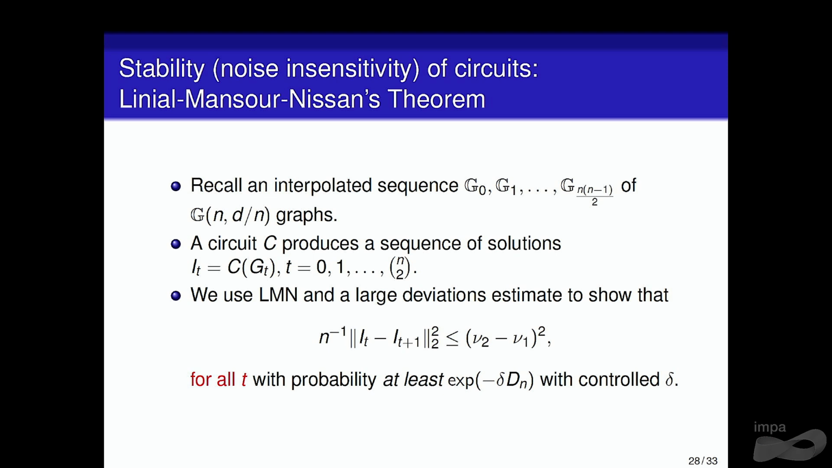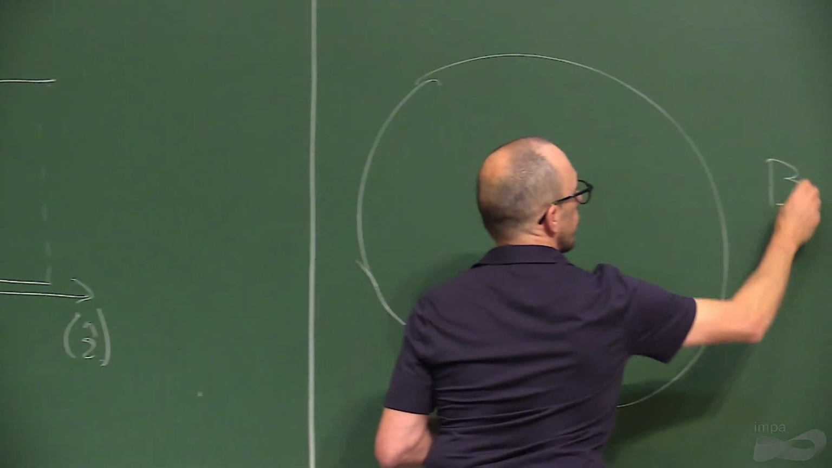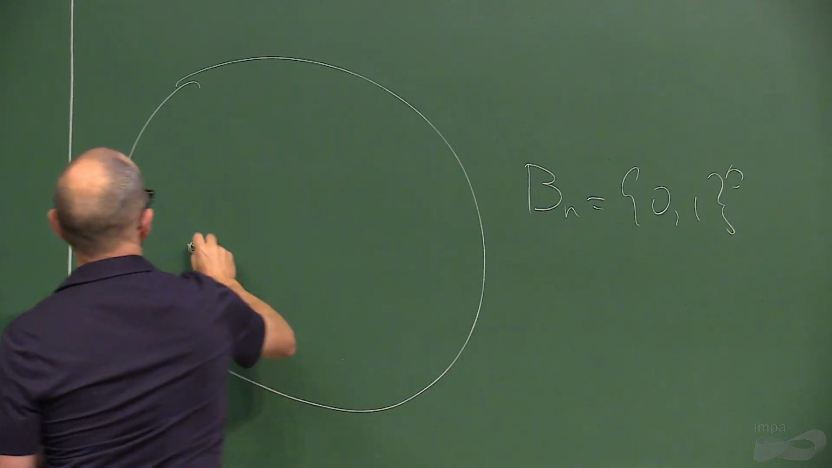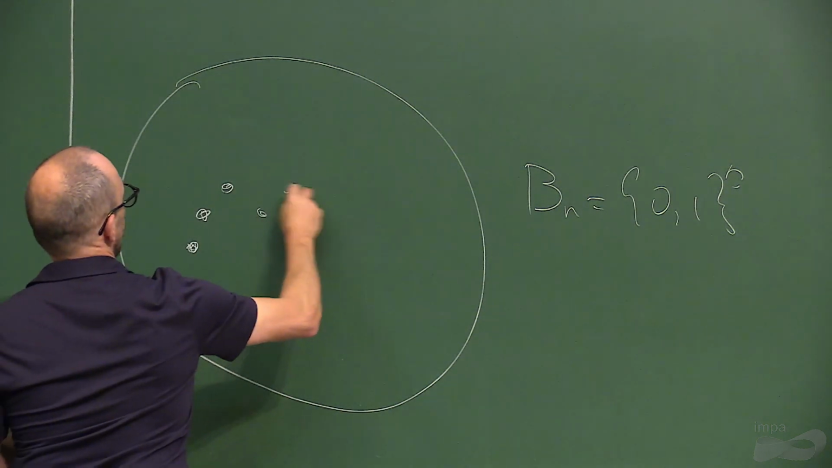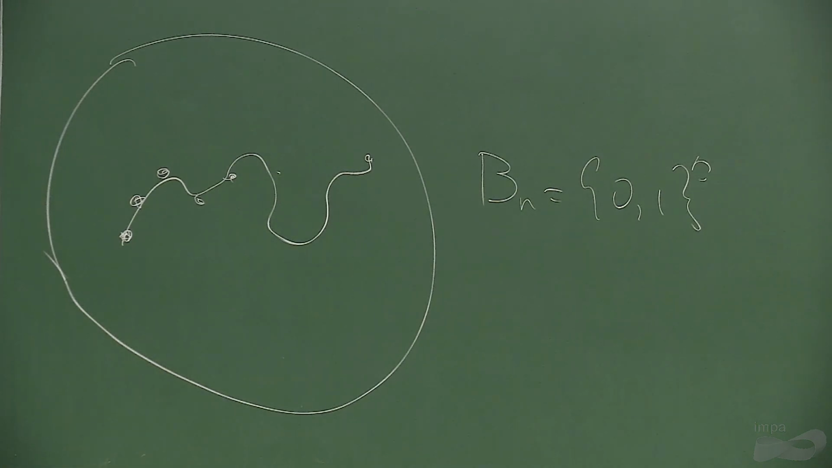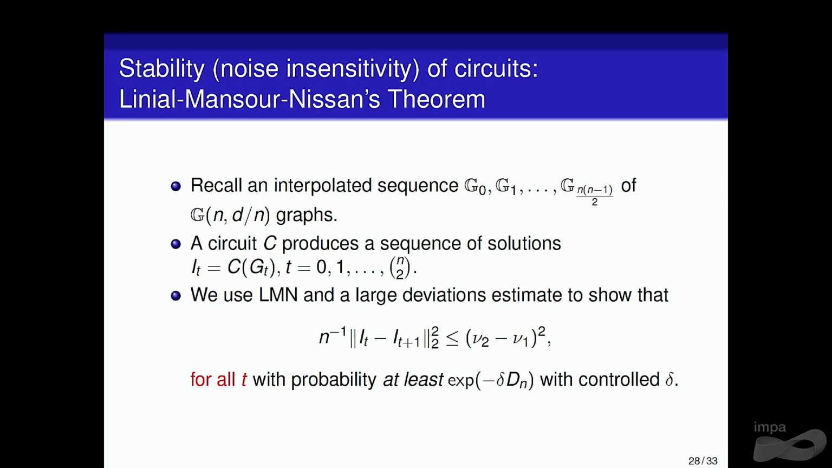What we want to argue is that this sequence of solutions is rather continuous. So if this is your Boolean cube, {0,1}^n, then you get a roughly continuous set of points, which presumably should be the case by application of the linear Mansour-Nisan theorem, which says that Boolean circuits are stable. The bummer is that that stability takes place, but on average.